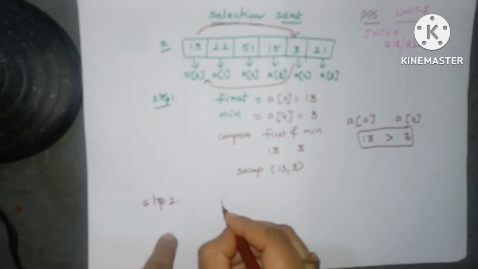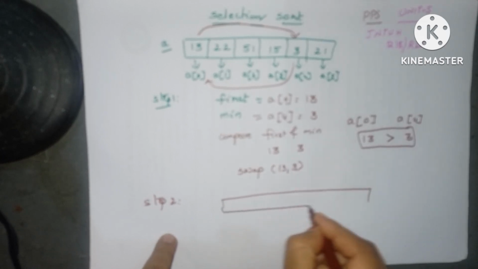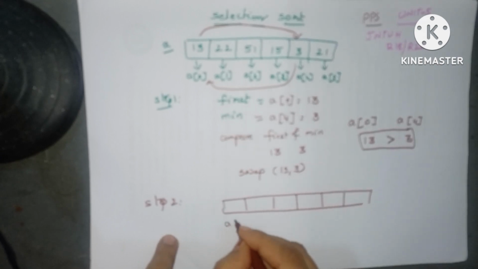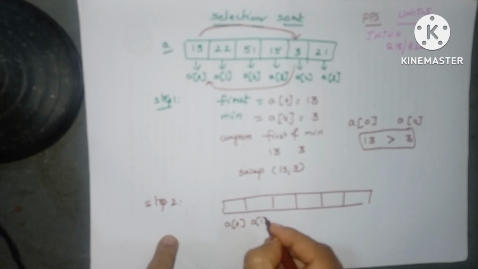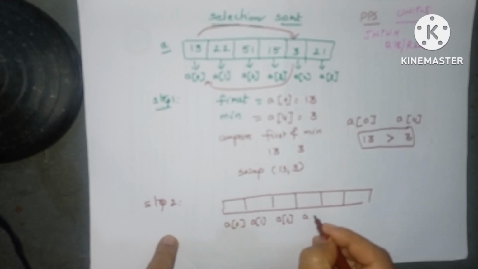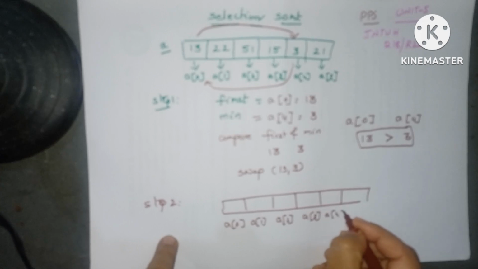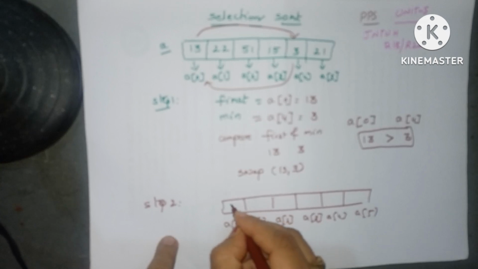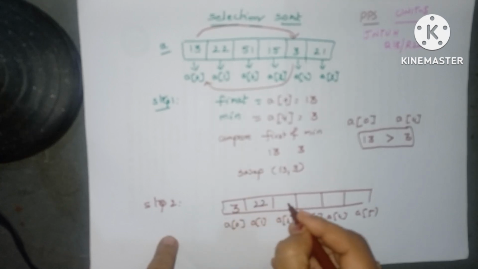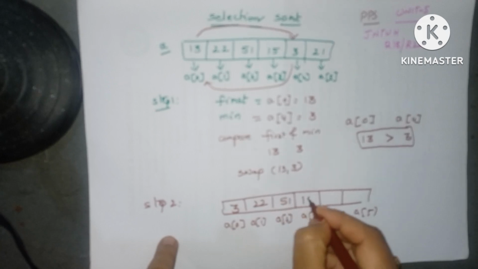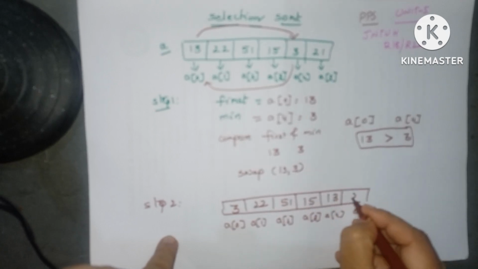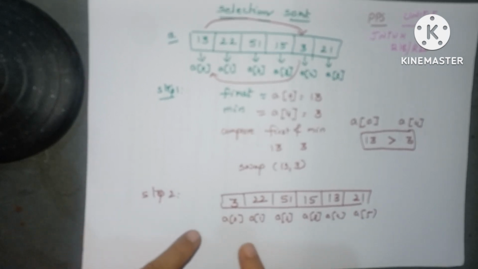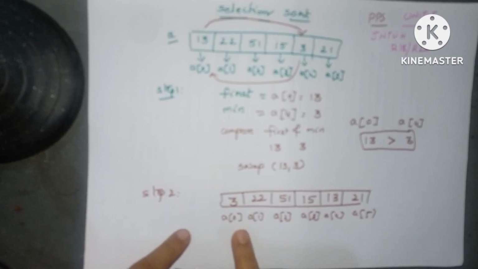again this is the array location: 0th position, first position, second, third, fourth and fifth. This is A of 0, A of 1, A of 2, A of 3, A of 4 and A of 5. Now we change the 0th position and 4th position. That means 3 is coming here, then 22 in the same position, 51, there is no change in these values, and 13 is coming here, and then 21. Whenever the first element and minimum element are swapped, automatically the smallest element comes into the first place.